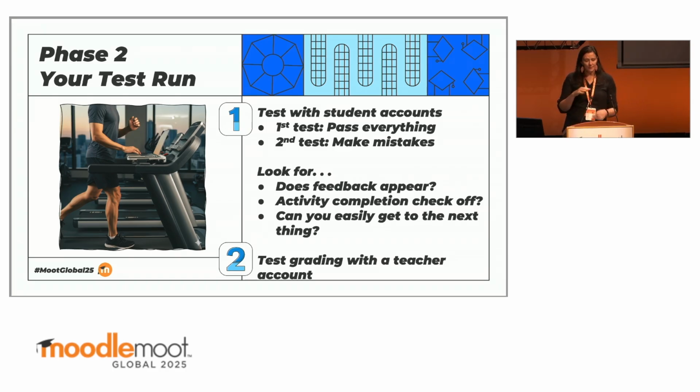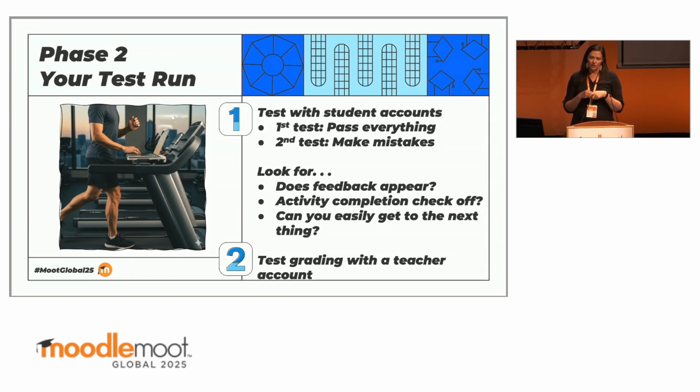The first time, pass everything. Be that perfect A student, do things exactly like you'd expect or want your learners to do. The second time, go through, make mistakes, get things wrong, try to go to the wrong place, because not all your learners are going to be that first perfect student in there.